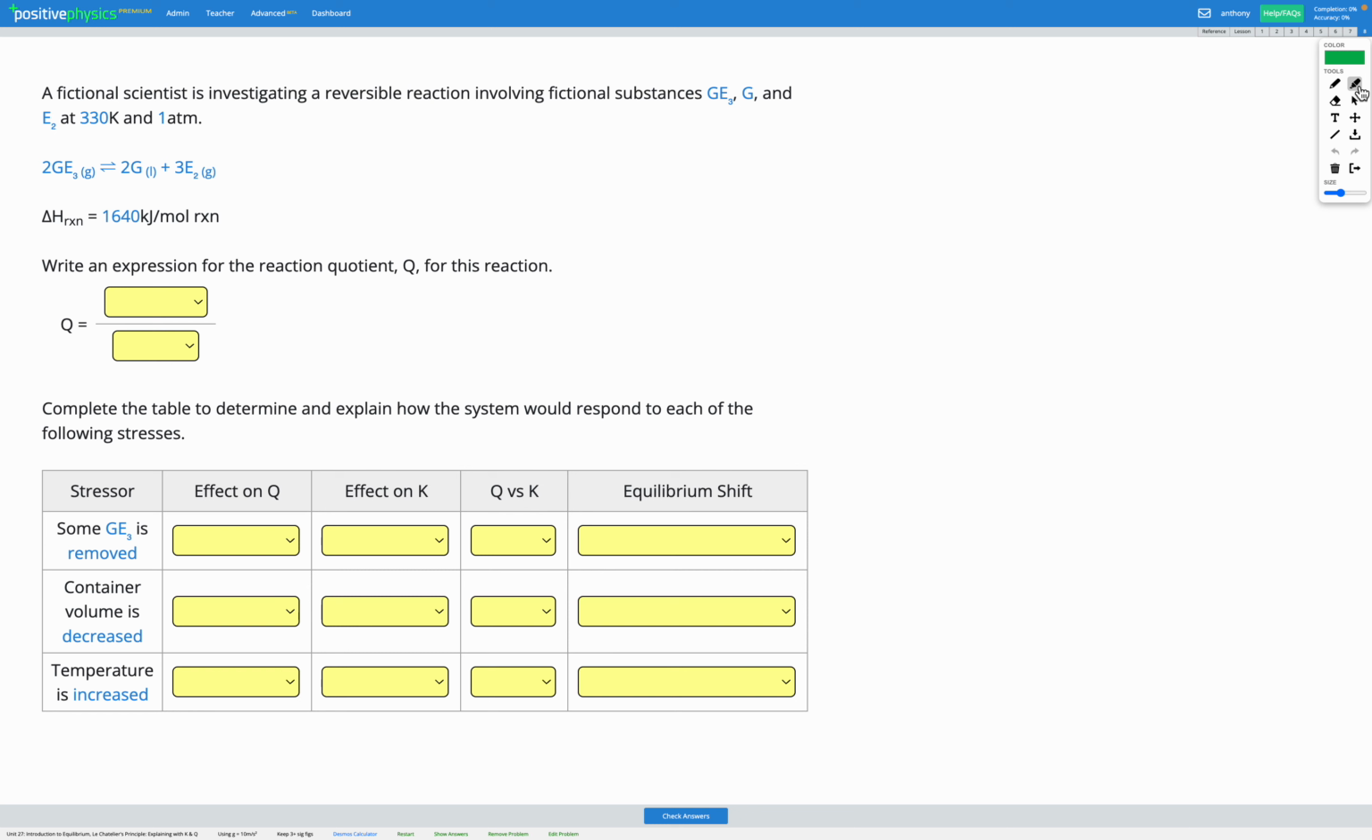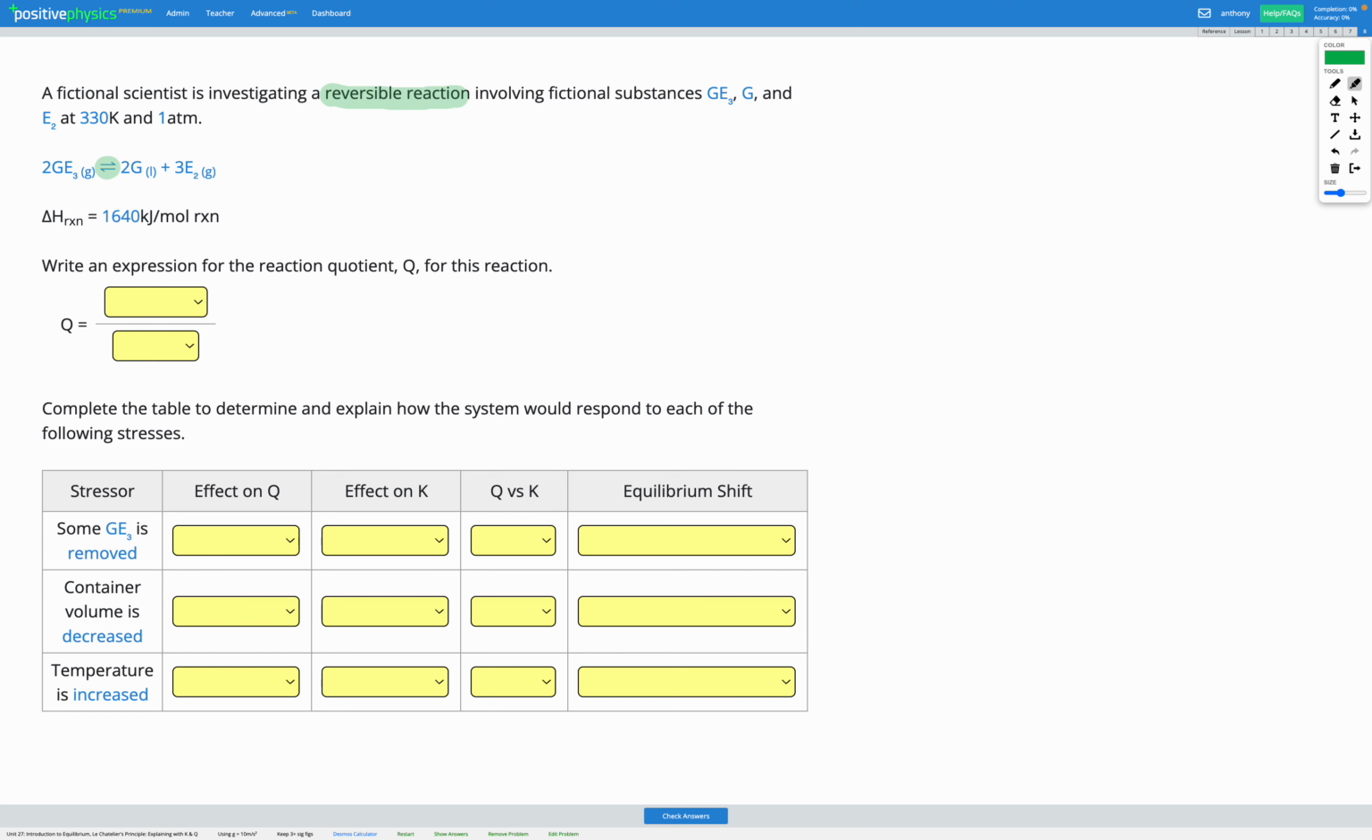In this question, a fictional scientist is investigating a reversible reaction between fictional substances Ge3, G, and E2 at a temperature of 330 Kelvin and at a pressure of 1 atmosphere. So here we've got our equation. Again, we're seeing that reversible arrow showing this reaction can happen forwards and backwards.